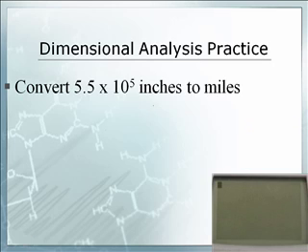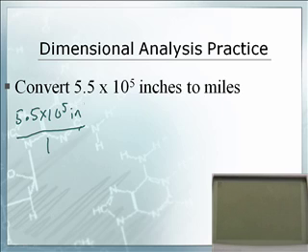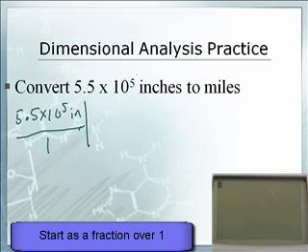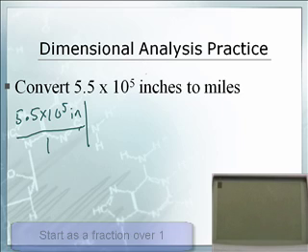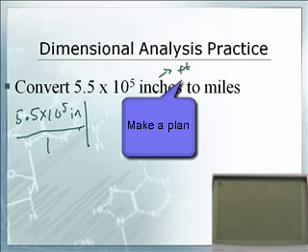I think we got a couple more examples. All right, we go inches to miles. This is an interesting one. So I've got 5.5 times 10 to the 5th inches over 1, and I want to convert to miles. Now, I don't think that I know how many inches are in a mile. No, but I know there's 12 inches in a foot, so I can go from inches to feet. And I know how many feet are in a mile because we live in Colorado. We all know that.